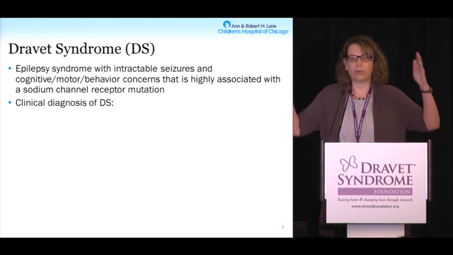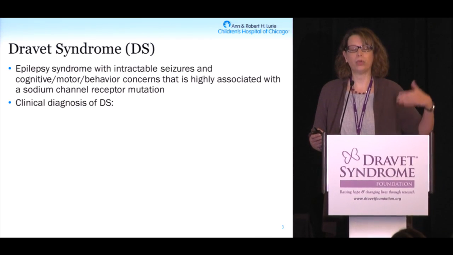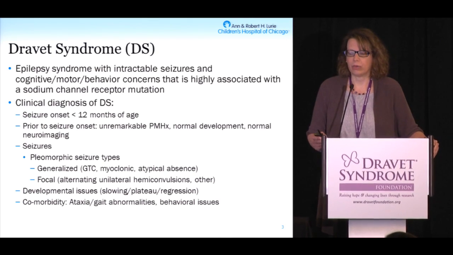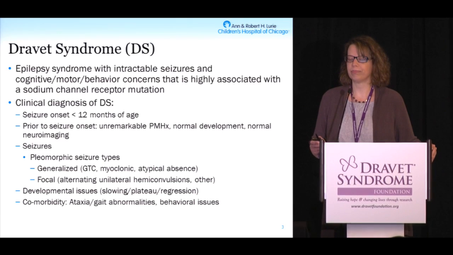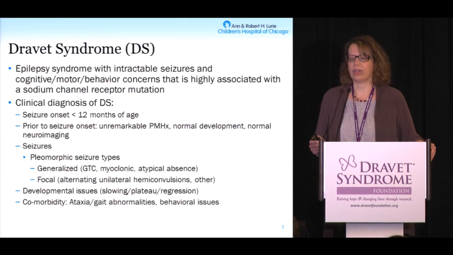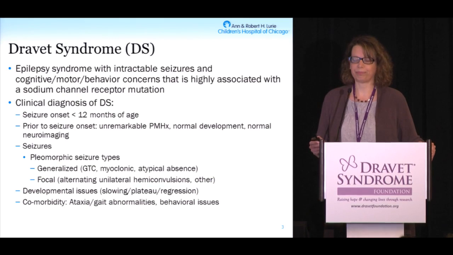So if we then look a little bit more closely at what is the clinical diagnosis of Dravet syndrome, we look back at what was initially described by Dr. Dravet. So the seizure onset of less than 12 months of age. Prior to the seizure onset, an unremarkable past medical history, normal development, and normal neuroimaging. Seizure types that are extremely varied, including both generalized and focal seizures. Subsequent developmental concerns, as well as certain comorbidities, most notable with gait and with behavior.